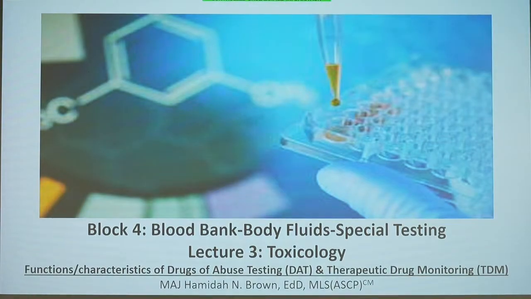All right, so this morning we are going to talk about two different applications in clinical lab testing: drugs of abuse testing, DAT, and therapeutic drug monitoring. They serve two different purposes, but they're each equally important.